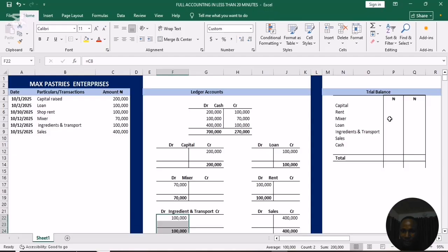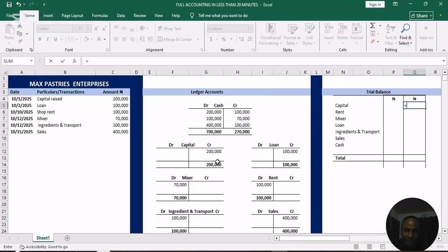You put your cash. Okay, let's start from capital since we have it arranged from capital downward. Our capital is 200,000 at the credit side. So let's put it up here: capital, equal to, then hit up our capital. Then the next, the rent. How much is the rent? The rent account is 100,000 at the debit side. So we pull up our cursor here, hit equal to, then bring up the rent amount.